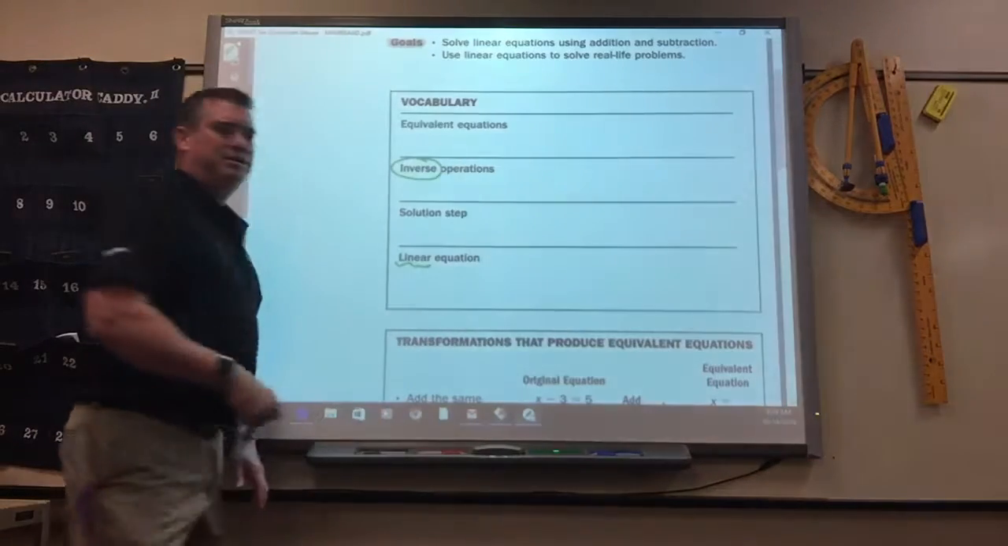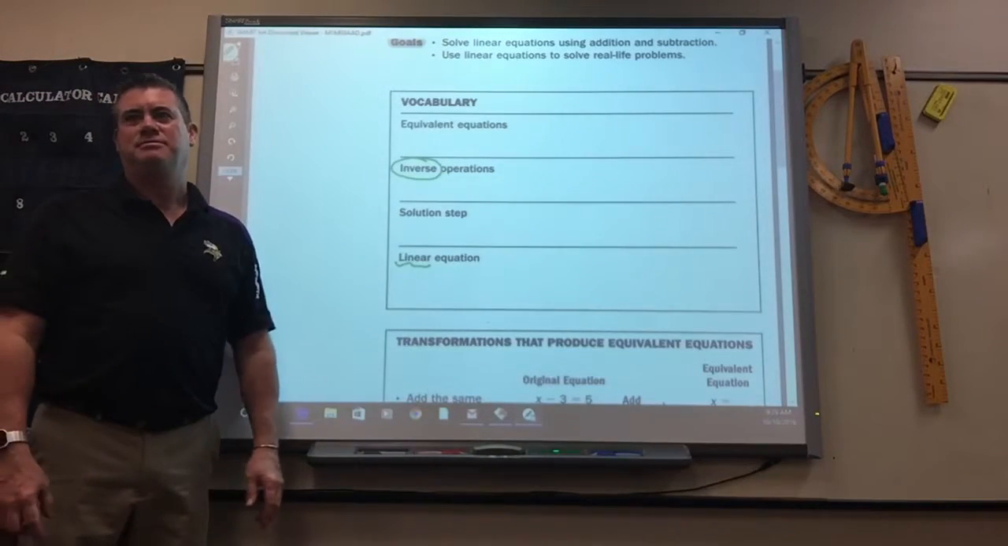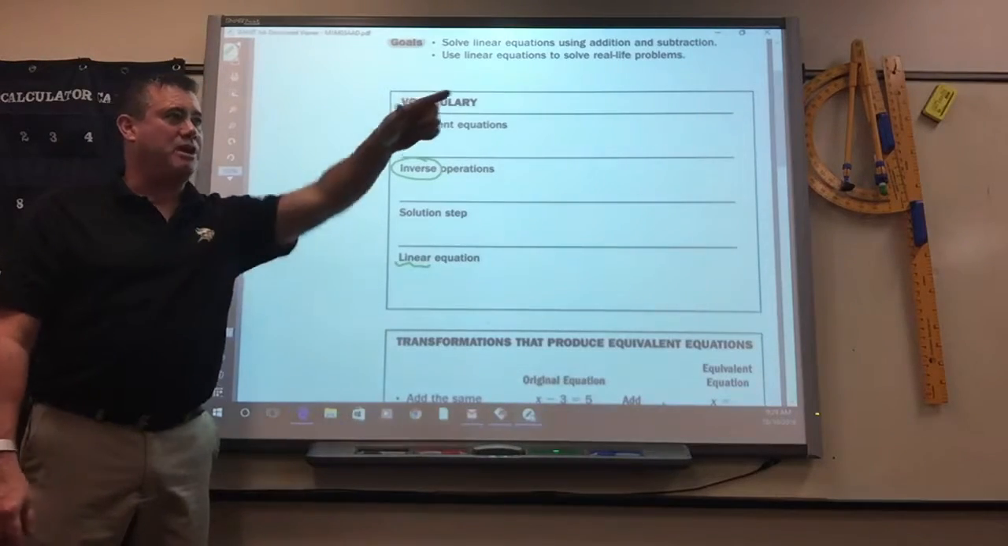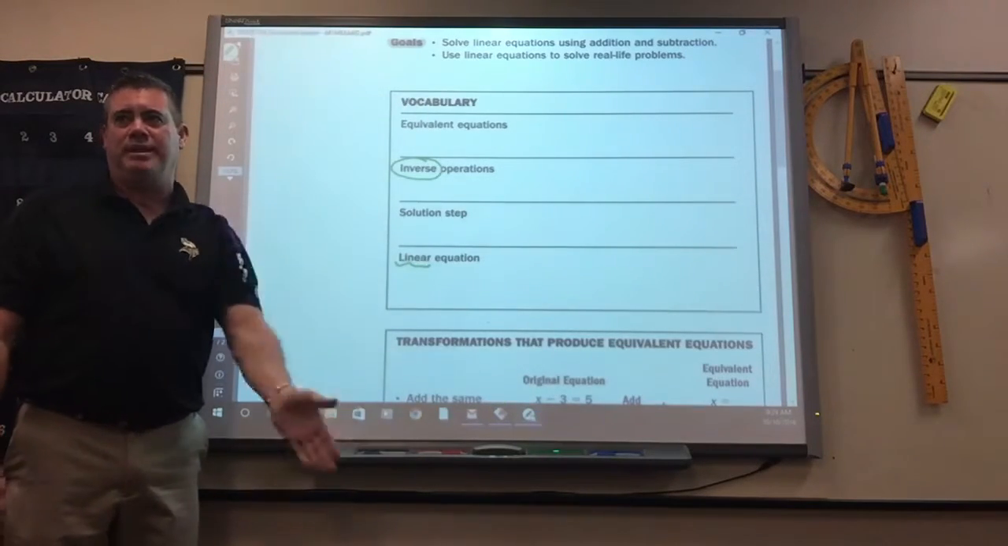Remember what a linear equation is? A line. Straight line, yep. If we graphed it, linear is always straight. Linear means straight line.